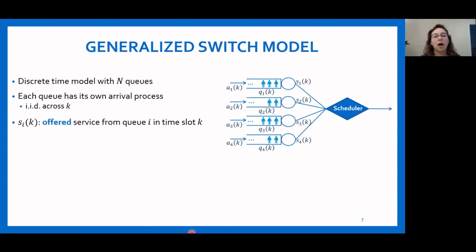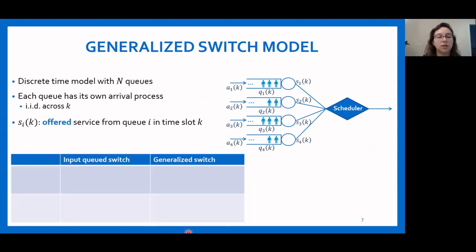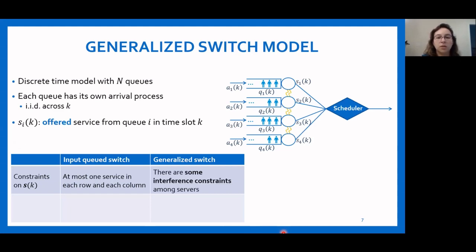So now, how do we generalize this system? Now, instead of having a perfect square number of queues, we have any number of queues. And each queue, as before, has its own arrival process, and the service process will be denoted by S. So in the input queued switch, we had specific constraints on the vector of service. But in the generalized switch, we will just know there is some set of interfering constraints. And also in the input queued switch, these constraints were constant. So in every time slot, we see the same set of physical constraints.